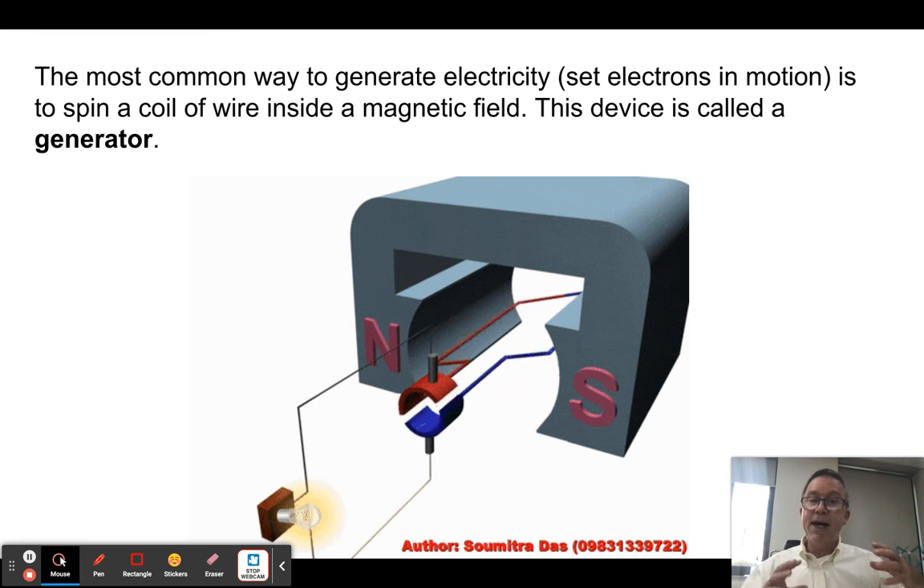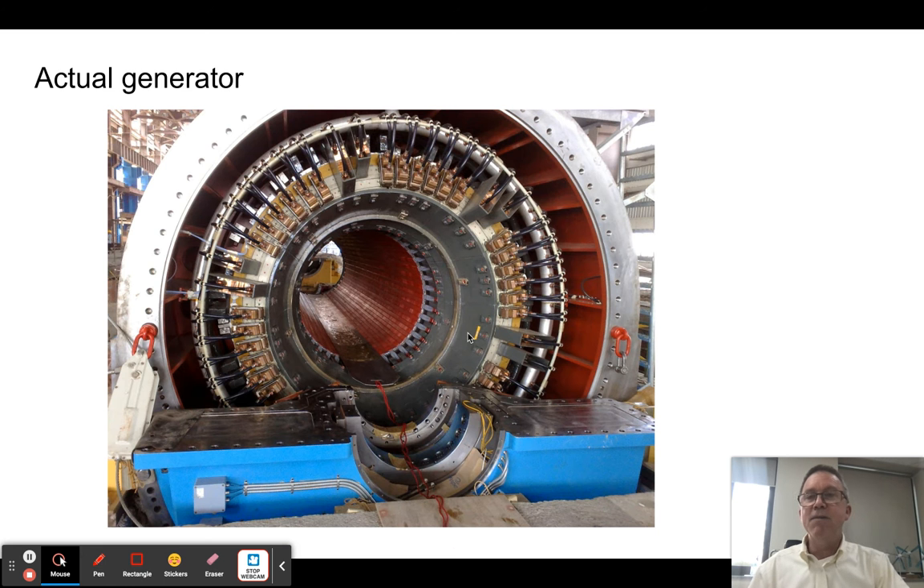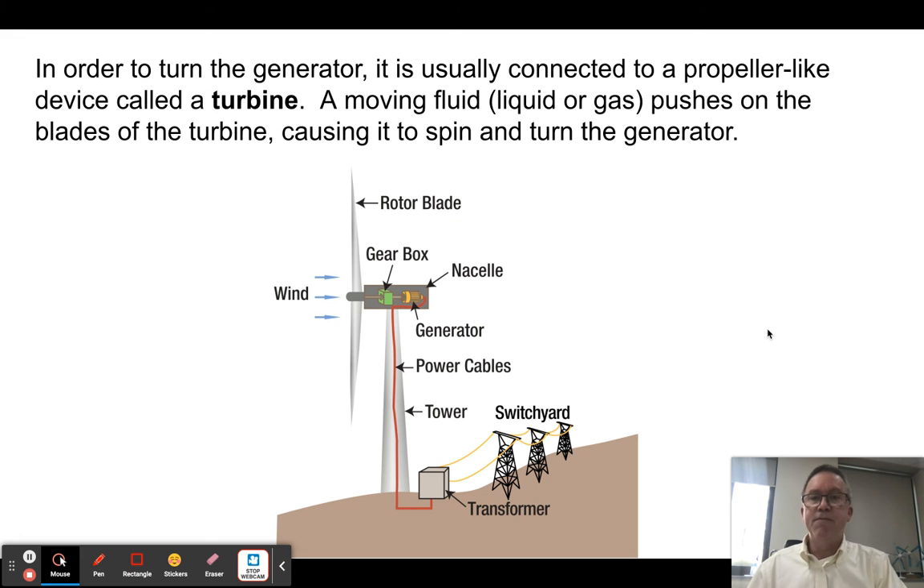And it does it by passing a coil of wire through a magnetic field. Now, it's usually not a single wire like that. It's usually thousands of kilometers of coiled wires inside this tightly constrained field. And this is an actual generator from a power plant. But the bottom line is we just have a very powerful magnetic field in which we're spinning coils of wires.